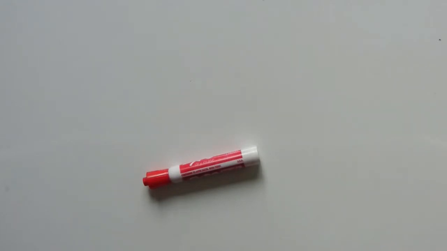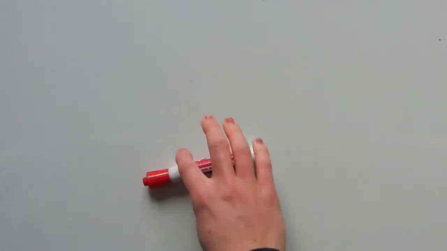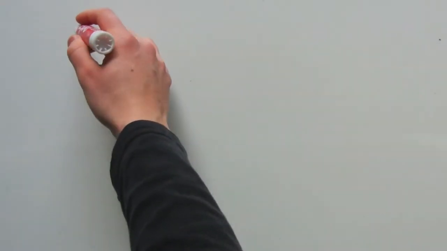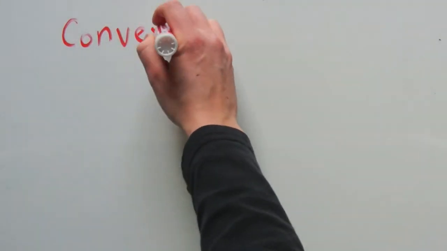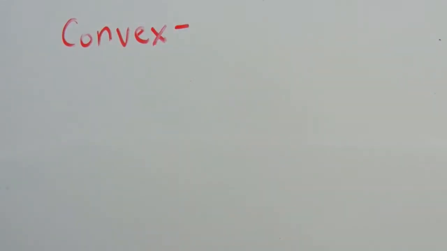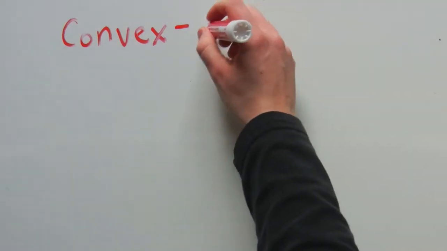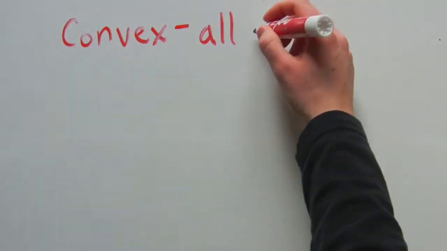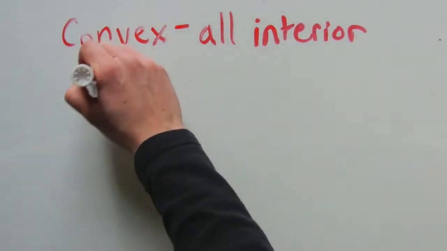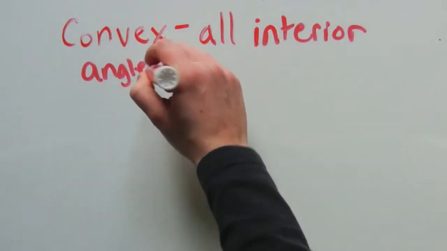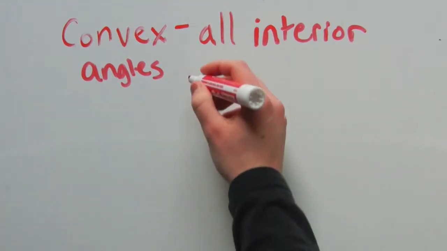In this video, we are going to jump further into polygons and go over different classifications that aren't based on the number of sides. So our first term we're going to look at is a convex polygon. Convex simply means that all of the interior angles are less than 180 degrees.